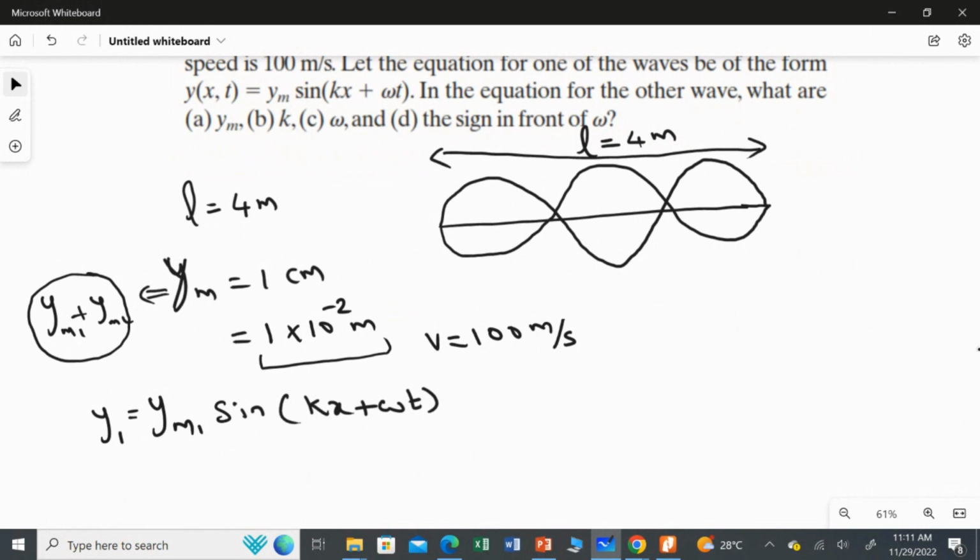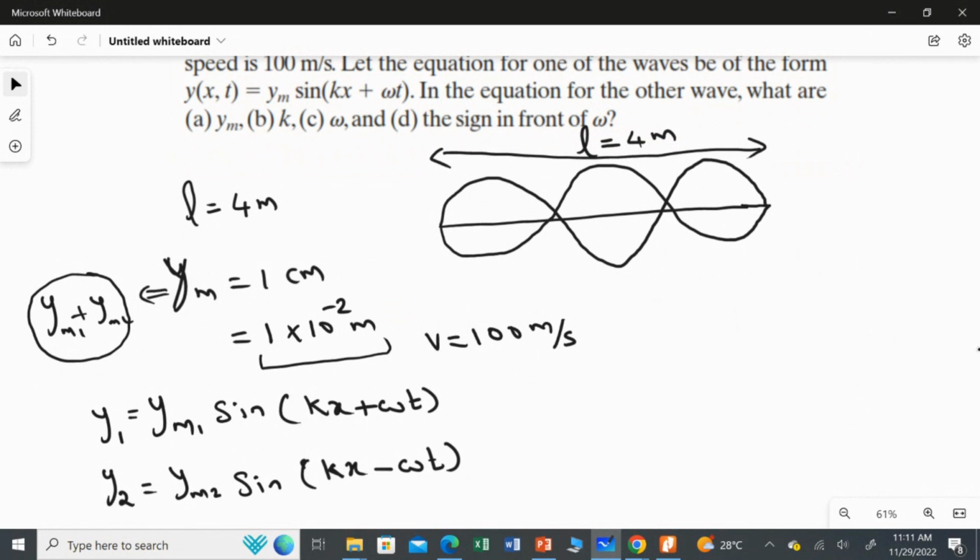So what should be the second wave? We can easily frame it from this equation itself. The second equation is y2, which is ym2 sine of kx minus omega t. Ym2 stands for the second wave amplitude, so don't get confused. This is not mass. ym stands for the amplitude, and 2 stands for the second wave. So what is this minus? This wave is moving in the positive direction of the x-axis. Clear? Okay. Now we have to answer one by one.